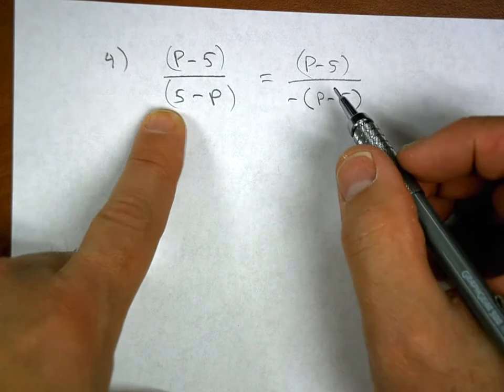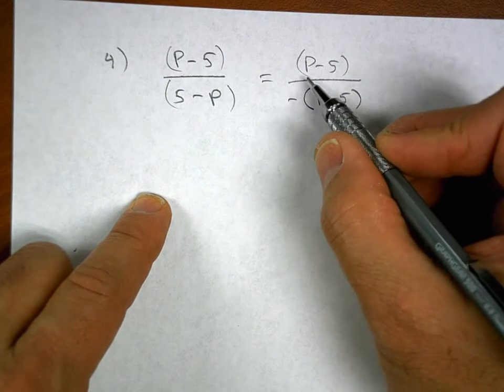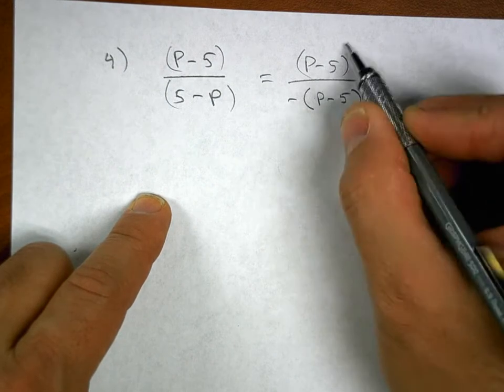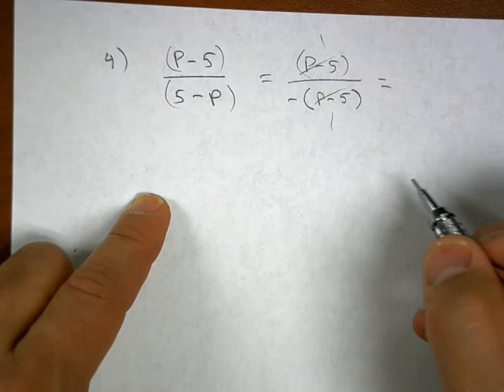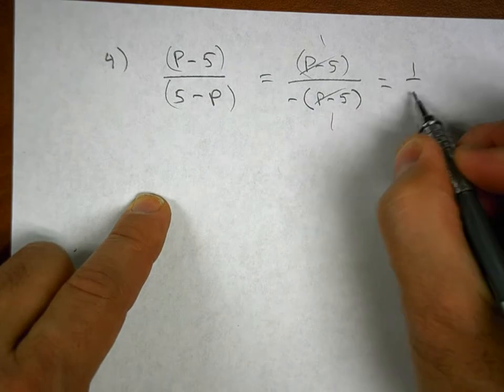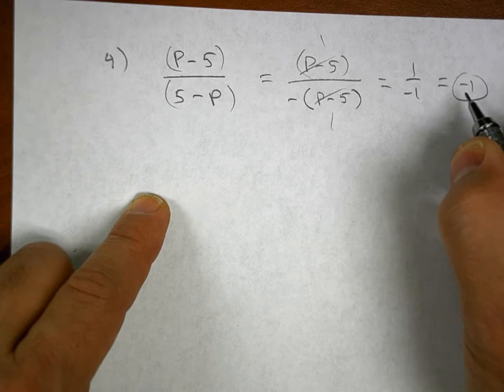And now reduce. So this whole thing's gone. Leaves a 1. So what's our answer? 1 over -1, which is just -1. There you go.